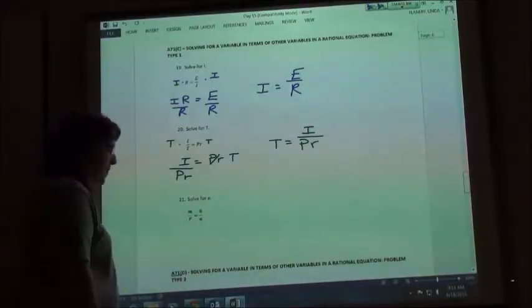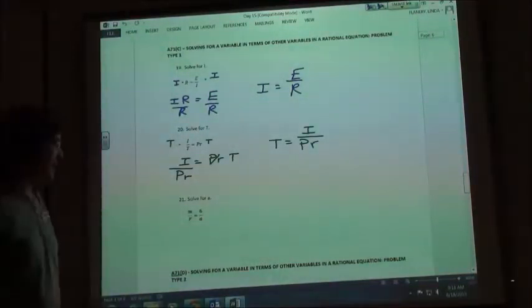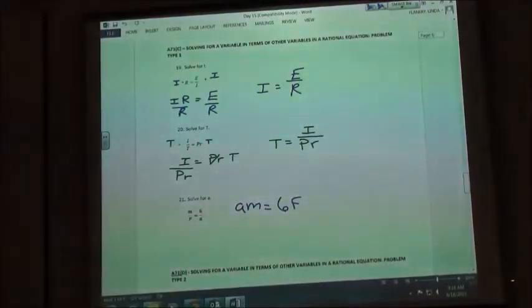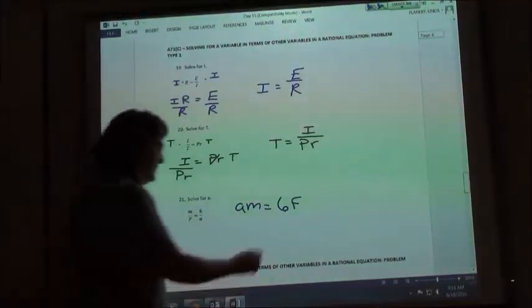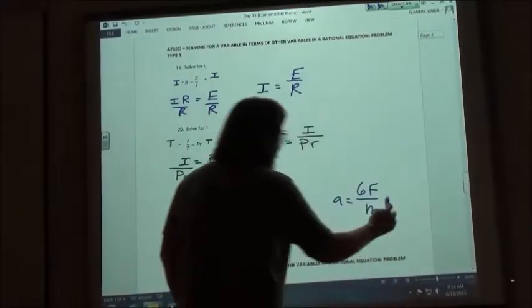And number 21, you could multiply by the denominator FA, or you could just think of it as a proportion and cross multiply. Either way, you get the same thing. And so, what do you want to do with that one? Proportion, so if I cross multiply, I'm going to get AM equals 6F. And I want to solve it for A, so I'm going to divide by the M. A equals 6F over M, then, is going to be my answer.